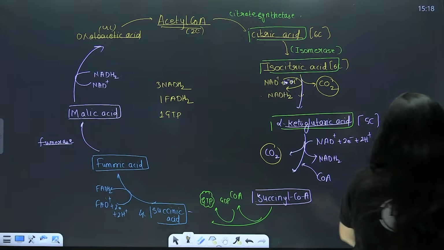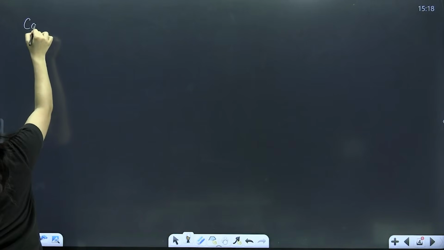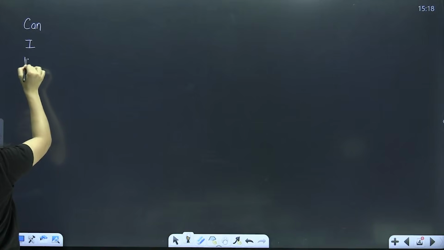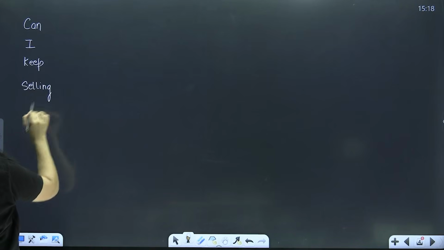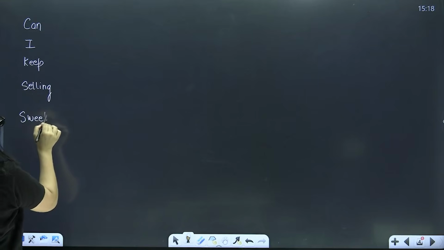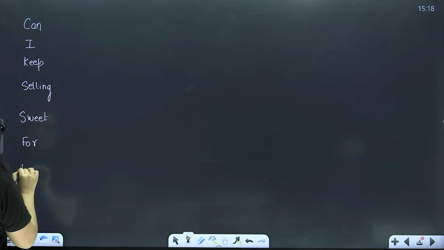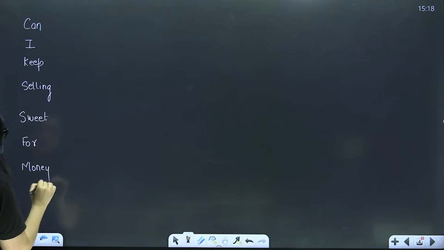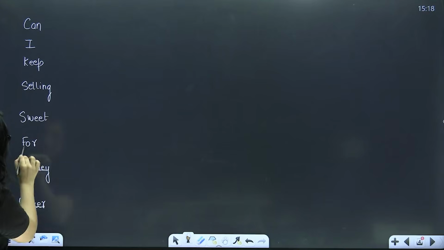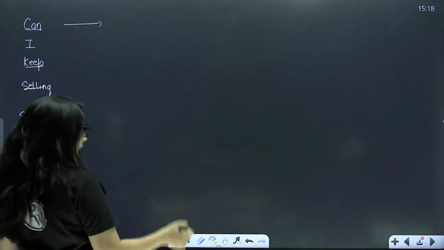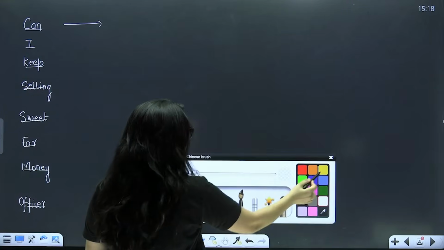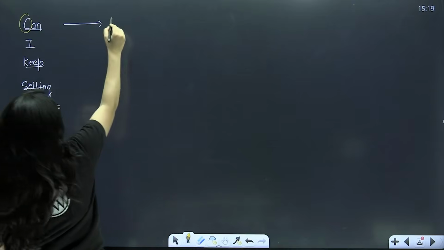So again I am going to write it over here for everyone. Pay attention. So my mnemonic says, can I keep selling sweets for money, officer? Many of the students must have already decoded this mnemonic. Yes or no? Very, very easy, isn't it? So first C stands for citric acid, which is the first stable product.